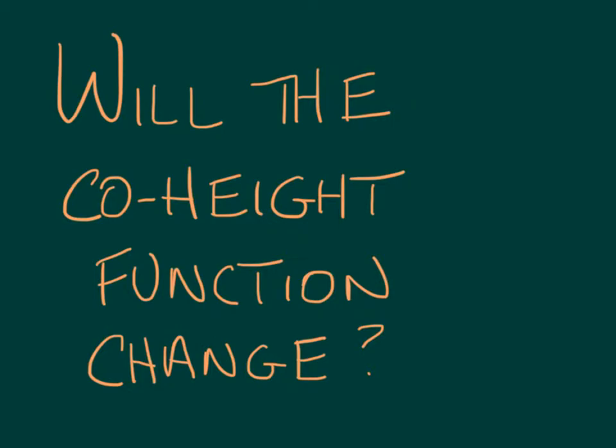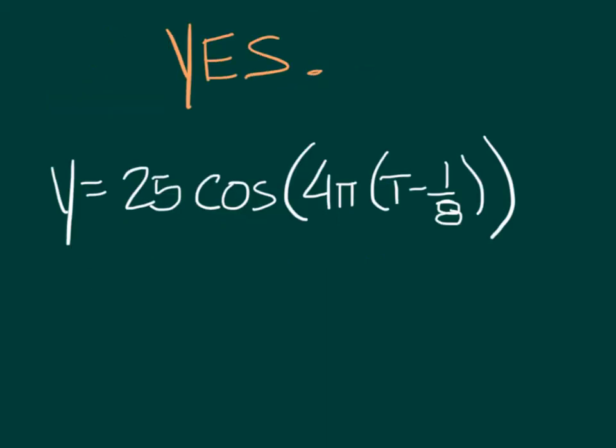Now, will the coheight function change? Yes or no? Does anybody say yes? He says yes. Anybody say no? Alright, let's go. Yes, it's going to change. The coheight function is going to change the same way that the height function changed. Notice that you're putting in the 4 pi here. Remember, the 4 pi represents 2 revolutions in a minute, and the 1/8 is the phase shift that we had to do on the graph. It's now in terms of time, 1/8 of a minute instead of radian measurement.